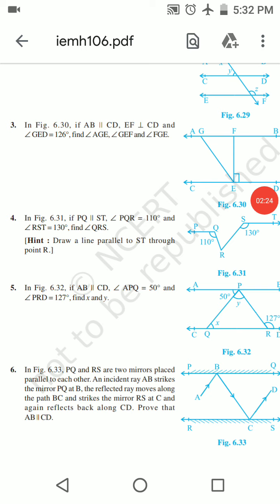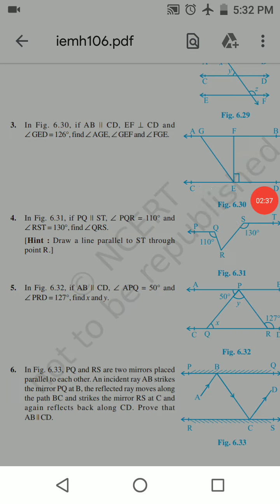Question number 3 is that in this given figure, AB is parallel to CD, EF is perpendicular to CD, and angle GED is equal to 126 degrees. So we have to find AGE, GEF, and FGE. Let me see how to solve this question.